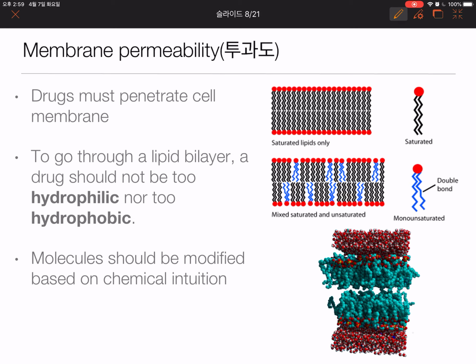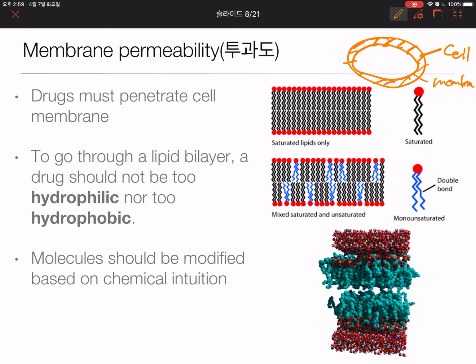So here, the concept of permeability comes in. Let's talk briefly about membrane permeability. So mostly, as we all know, if let's say this is a cell, cells are usually surrounded with cell membranes, okay?